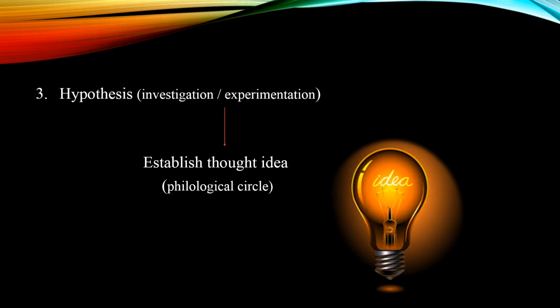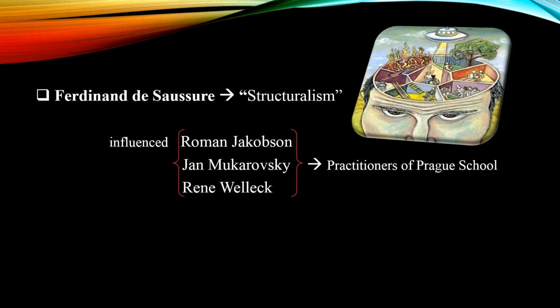And thirdly, hypothesis. Here the theorists, that is the linguists, have stated that we need to make an investigation and do an experimentation on how the thoughts and ideas are explored by the authors in the literary text, how they establish the thoughts, and how they bring out the philosophical circle in their writing. The next critic is Saussure.